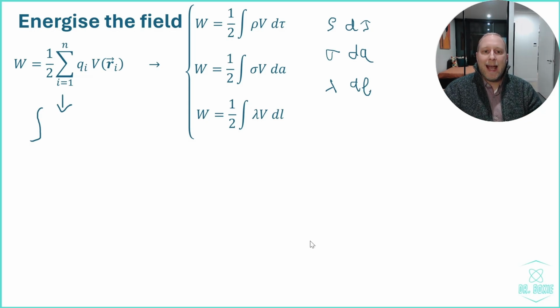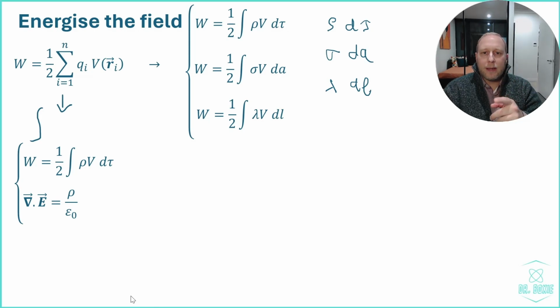Those are the analogs of the expression I wrote on the top left of the slide in case we're looking at continuous charges. And now I want to rewrite these expressions, and I will do that for the one in 3 dimensions, the upper one of the three. So I start with the expression W is 1/2 times the integral of rho v d tau. Remember that the v here is not the volume of anything. The v in this expression is the potential.